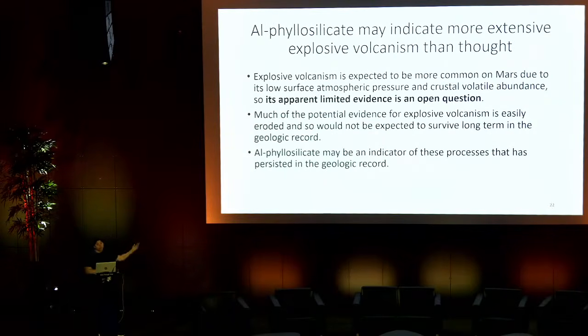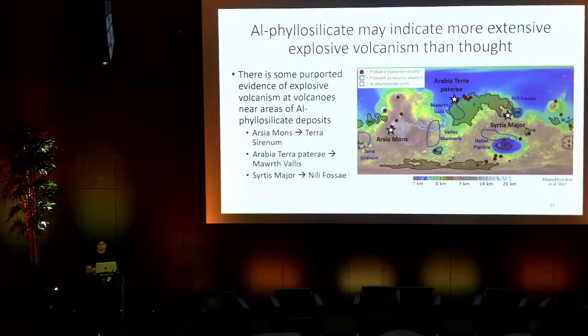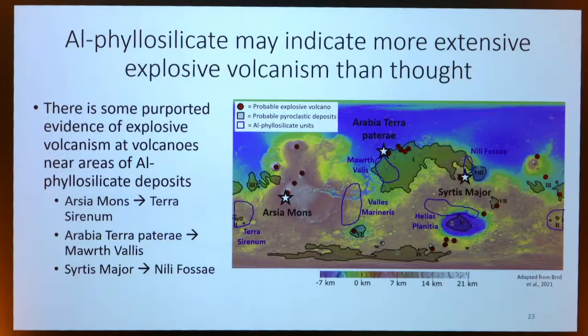But aluminum phyllosilicate may be an indicator of these processes that has persisted in the record. And indeed, there is some purported evidence of explosive volcanism at volcanoes near aluminum phyllosilicate-bearing sites. Here you can see a map where the red dots show probable explosive volcanoes, and the black outlines are their probable pyroclastic deposits. I've added in purple the distribution of the aluminum phyllosilicate units.